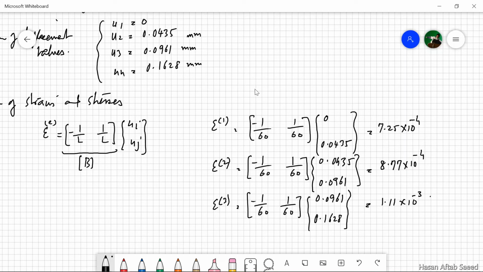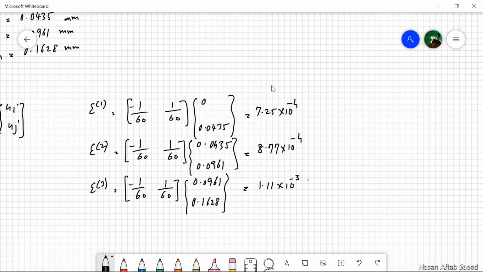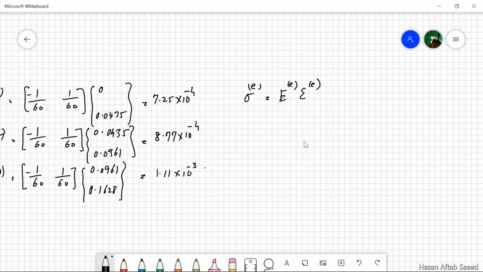All that remains now is the calculation of stress, and stress values and strain values are linked with this equation, Young modulus, and so the final step in this case will be sigma 1 will be 200 into 10 raised to power 3, we have to use MPa, into 7.25 into 10 raised to power minus 4, which is 145 megapascals.